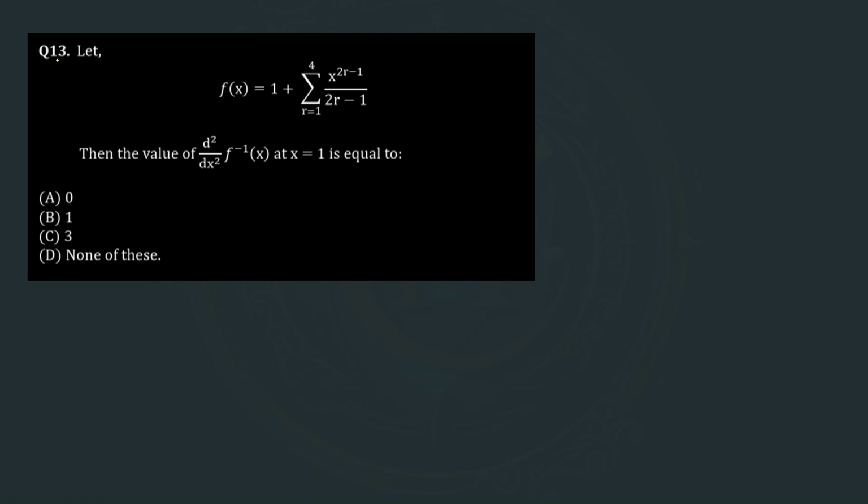The next question is question number 13. Let f(x) be this function. Okay. So let us first expand this sigma to find the expression for f(x). f(x) is 1 plus x plus x cubed by 3 plus x to the power 5 divided by 5 plus x to the power 7 divided by 7. Then the value of the double derivative of f inverse x at x equal to 1 is what?